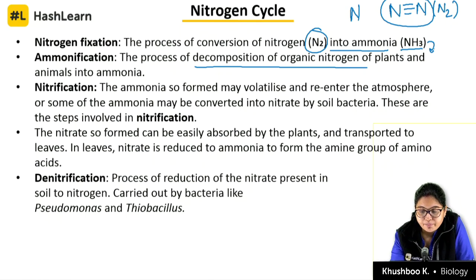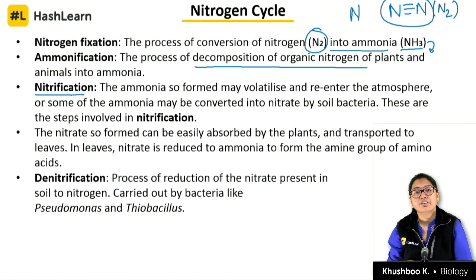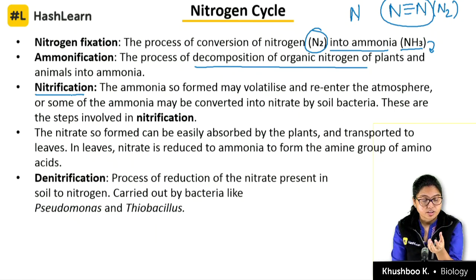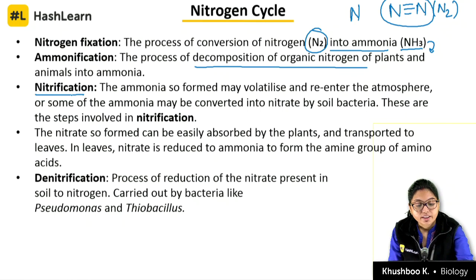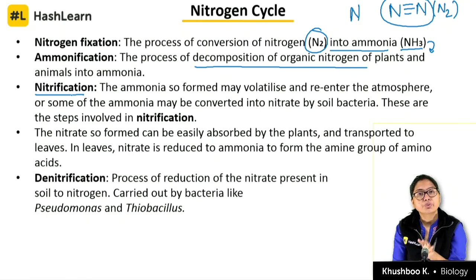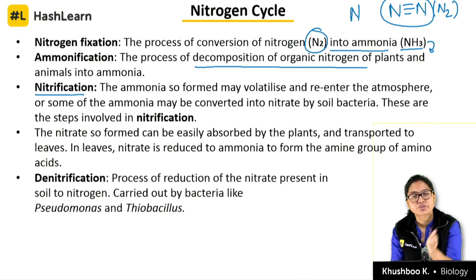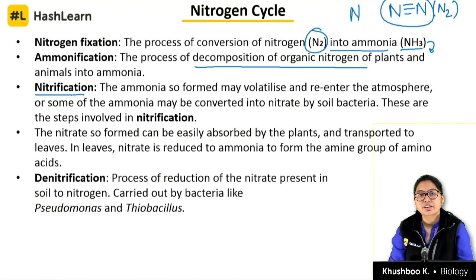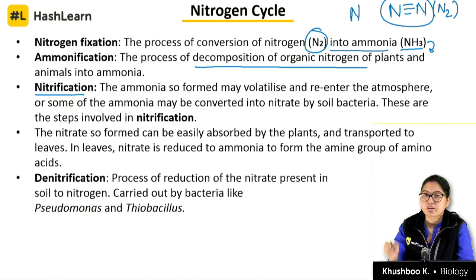So in between, from ammonia we have nitrification, because, as we have discussed, nitrogen functions as a nutrient, and the form in which nitrogen is maximally absorbed from the soil is nitrates and not ammonia. That is why this needs to be converted into nitrates. For conversion into nitrates, it needs to be converted first into nitrites and then to nitrates, and this entire process of conversion of ammonia to nitrite or nitrate is called nitrification.